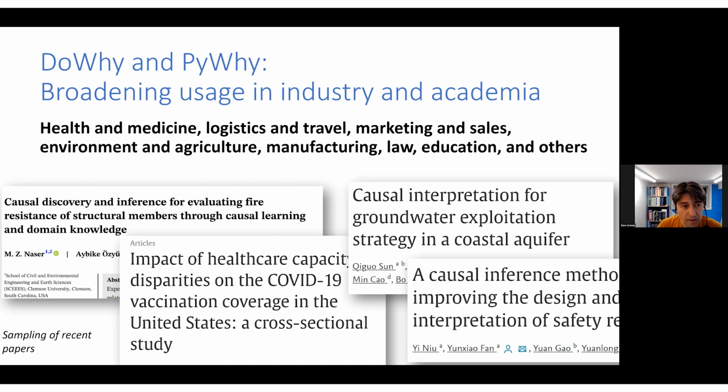DoWhy and PyWhy and the associated causal suite are being used much more broadly in industry and academia across a variety of domains, from health and medicine to logistics to manufacturing and education and others. These are just a couple of paper headline titles that I've seen in the last month or so. It's really exciting to see the variety of problems, from civil engineering to health and environmental safety, that people are applying it to.